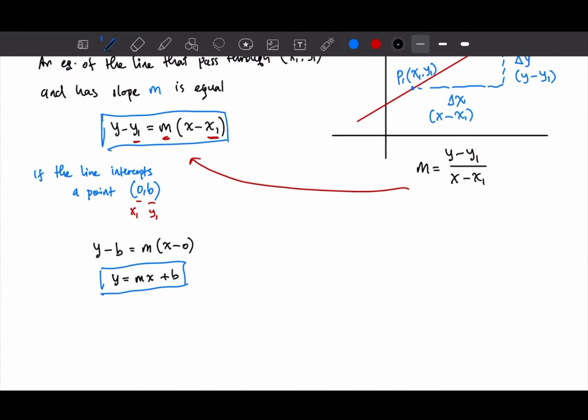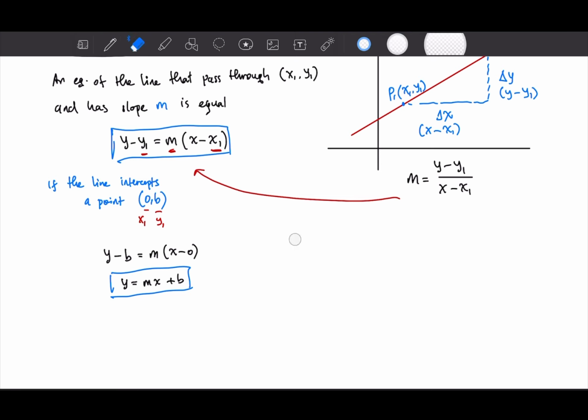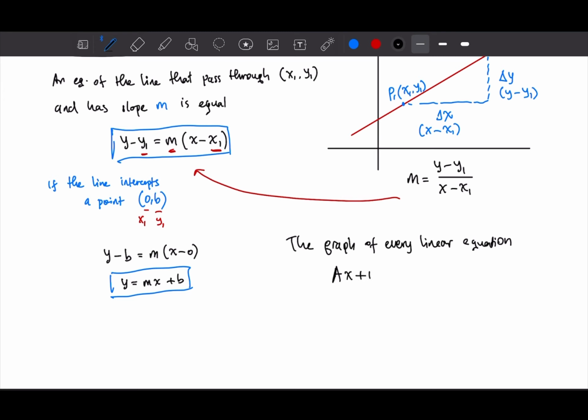And in general, because we now deal with this linear equation, we could describe the graph in terms of y and x as a linear equation. So the graph of every linear equation, let's say we have some constants A, B, and C, Ax + By + C = 0, and A and B are not both 0, okay? Then the graph of every linear equation is a line. So every time we have this kind of structure, then this is a line equation. So every line is the graph of a linear equation, of course.